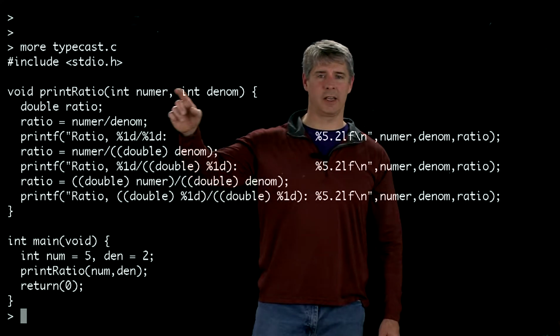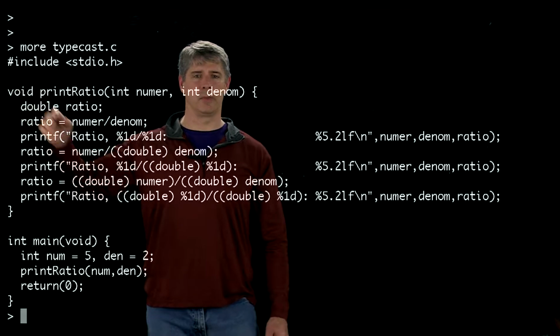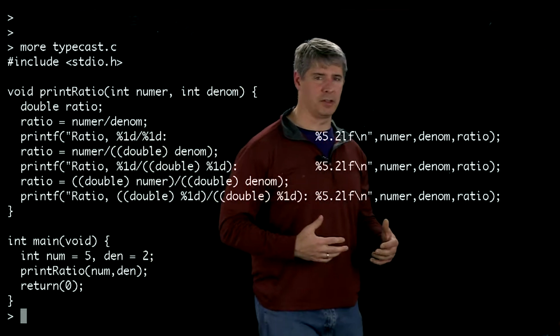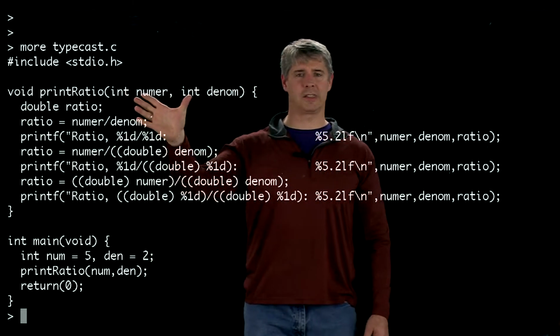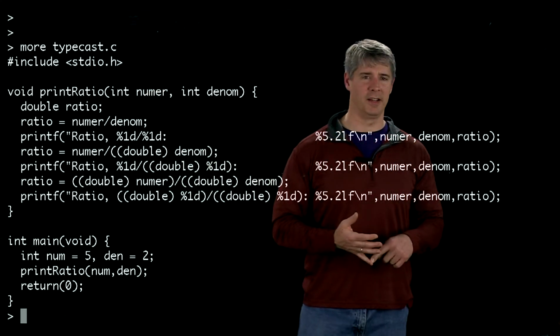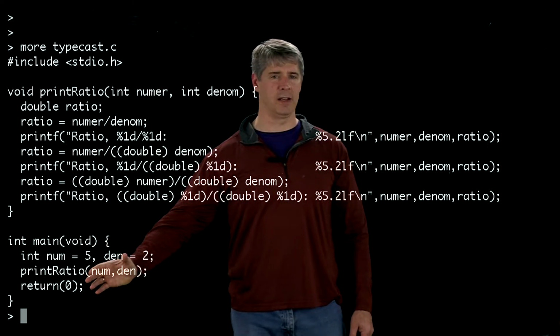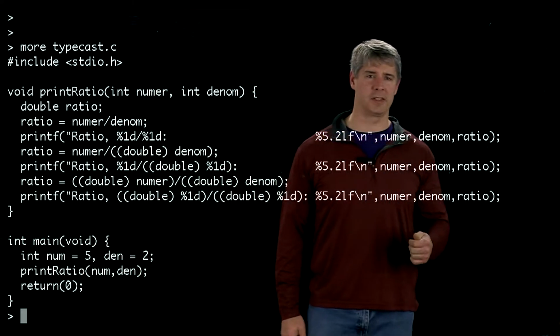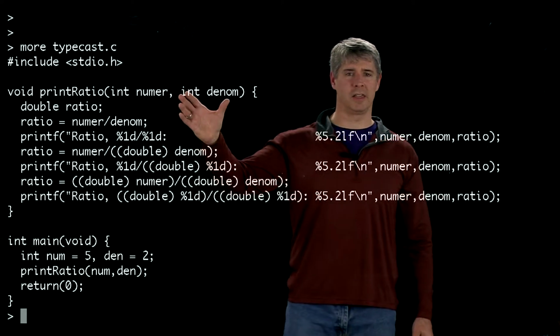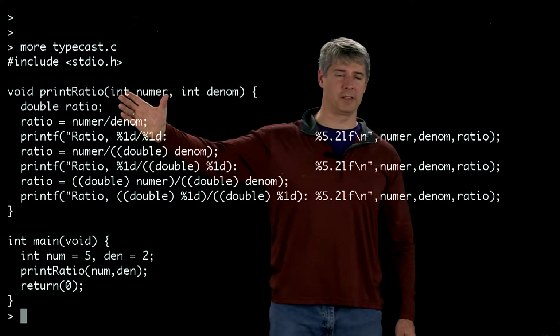So if we go up here and take a look at print ratio, we can see that it's type void because it's not going to return any values. And we also see that it takes two arguments, and these are called numer and denom. These argument names don't have to be the same as the argument names down here, but they do have to be the same data type. So you can see that denom and numerator are both defined as type int.